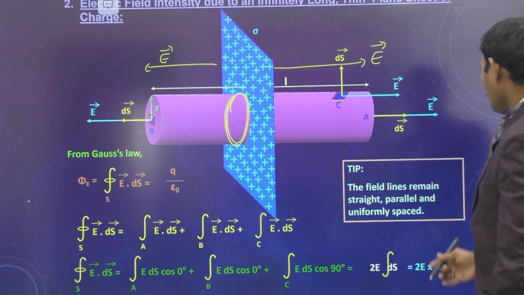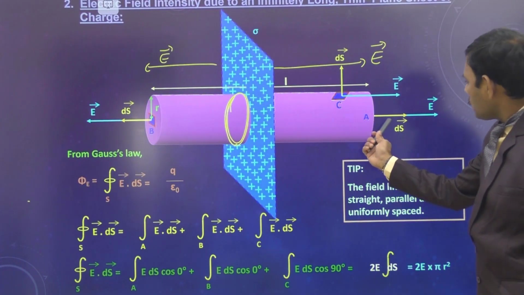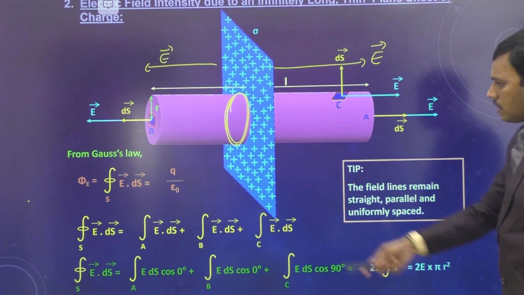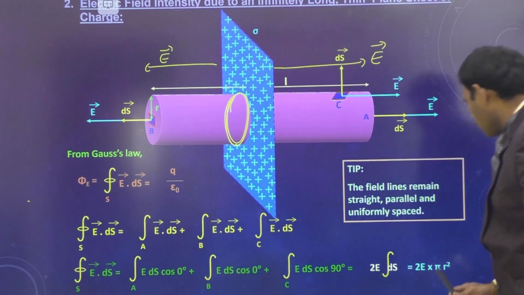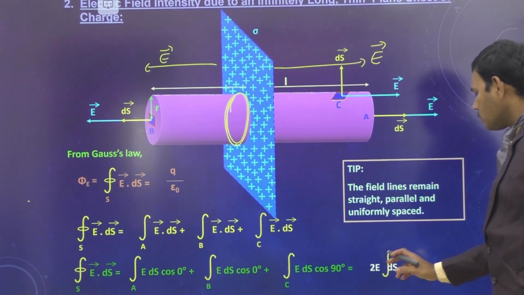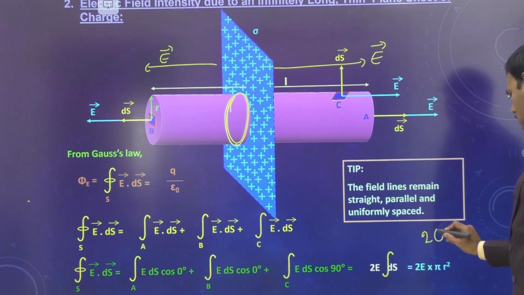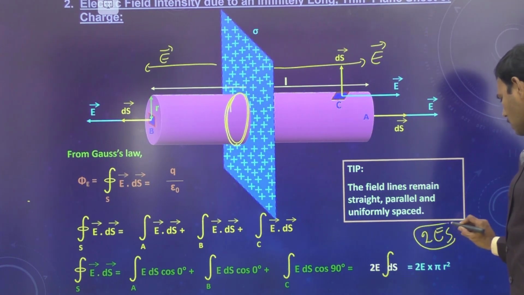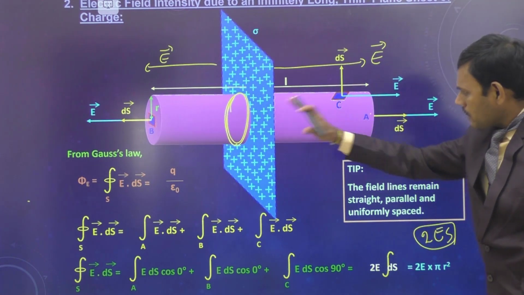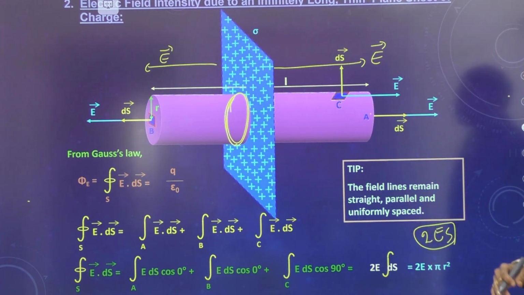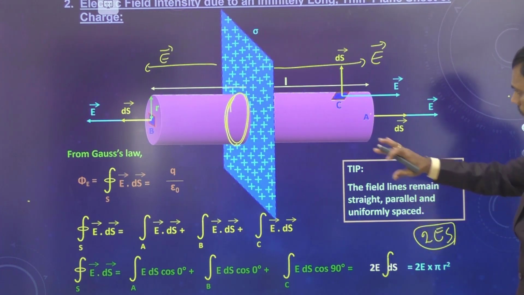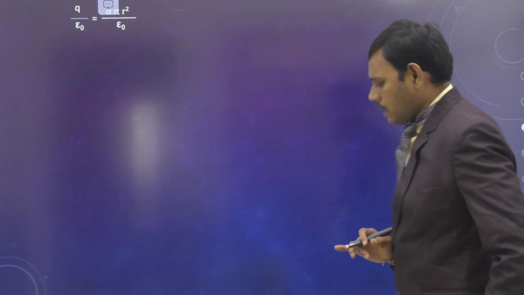Total area: E into S on one side, E into S on the other side. So integral E bar dot ds bar is equal to 2E into S. S is the area of each circular plane, that is equal to pi r square. Then 2ES is the flux passing through the Gaussian surface, which equals Q by epsilon naught.